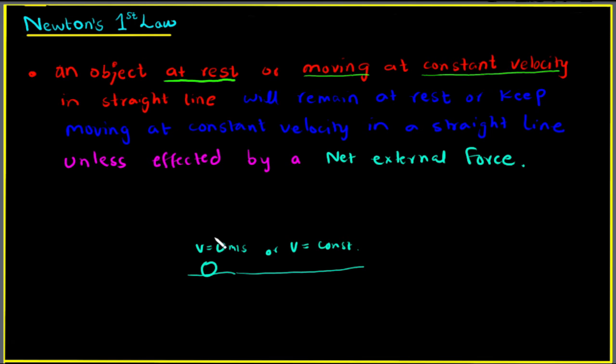So if an object is at rest, it will stay at rest. Or if the object is moving at a constant velocity, it will always stay at that constant velocity unless affected by a net external force. Unless we exert a net external force on it, it will tend to stay at rest or at the constant velocity that it is moving with. This is pretty simple to understand, and it gives the definition of a force: force always causes a change in the state of an object.